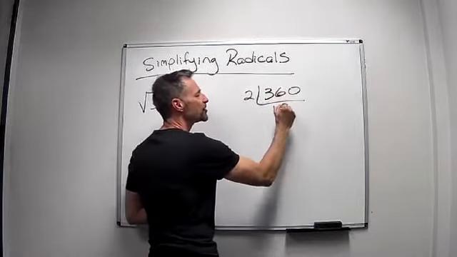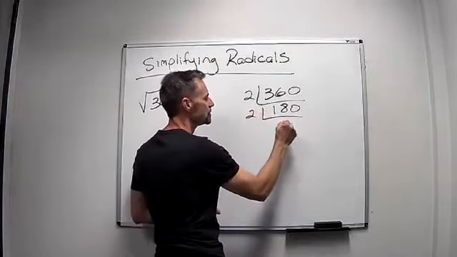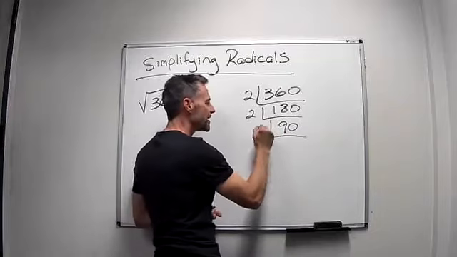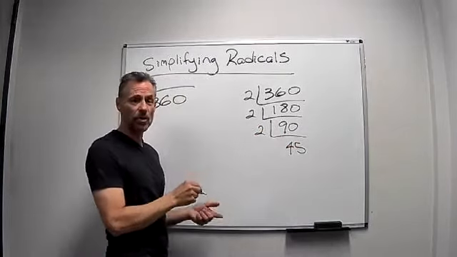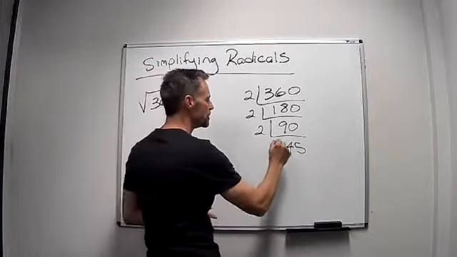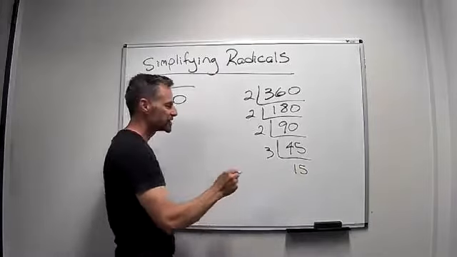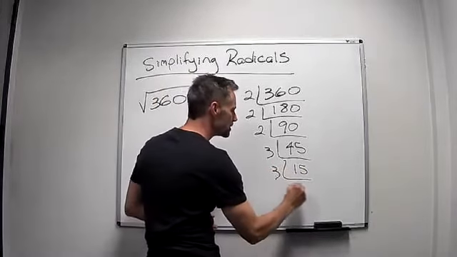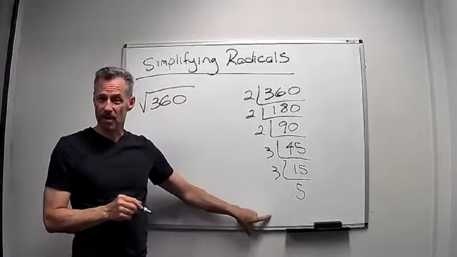2 goes in there 180 times. 2 goes in there 90 times. 2 goes in there 45 times. Well, that's not even, so 2 doesn't go into it anymore, but 3 does 15 times, and 3 goes into that 5 times. On the outside are all my prime factors. That's all I have to worry about.